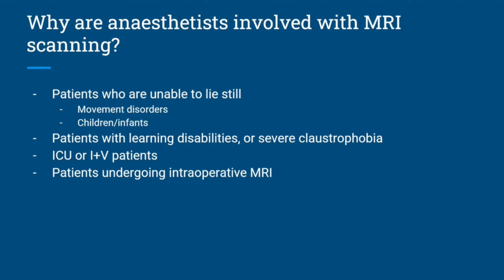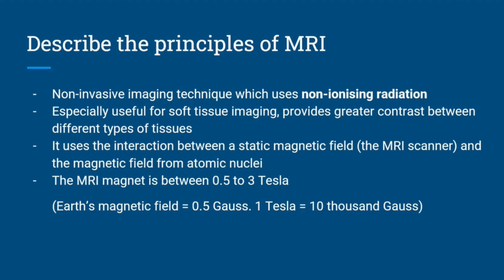And typical patients that we're involved with would be patients who can't lie still. So for example, if they've got movement disorders, if they're particularly young, with learning disabilities or severe claustrophobia, adults in intensive care, and probably not in East Sussex. Sometimes we have intraoperative MRI scanning as well. Fine.